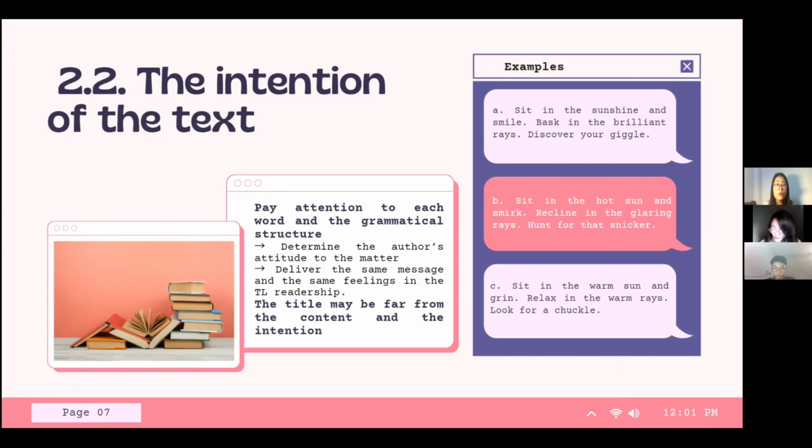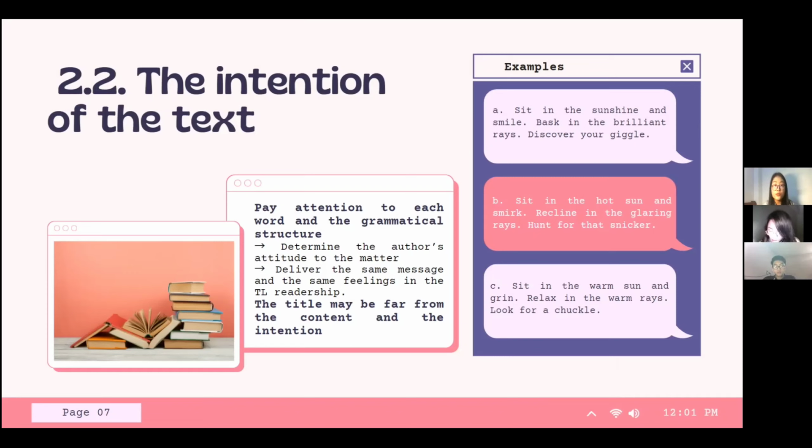Even though all 3 sentences are written almost identically, the attitudes are very different. One is more relaxing. You can picture a lazy afternoon by the pool. The other is more joyful, maybe playing in the park on a sunny day. The other is definitely more sarcastic and negative, even though it's written about sitting in the sun. Another thing to remember in this step is that the title might be far from the content and the intention that the writers want to convey.